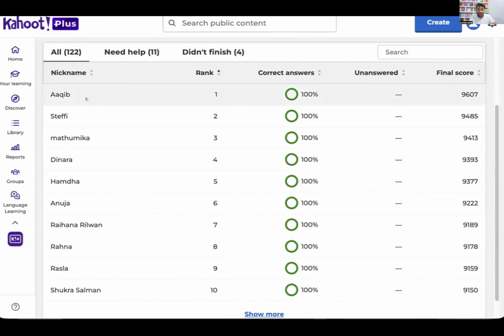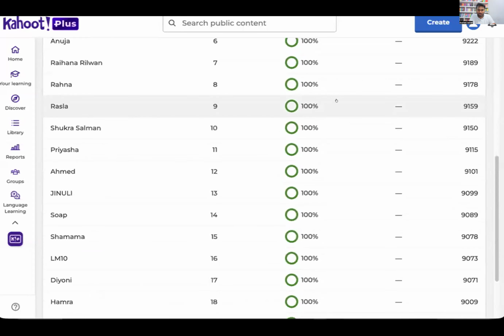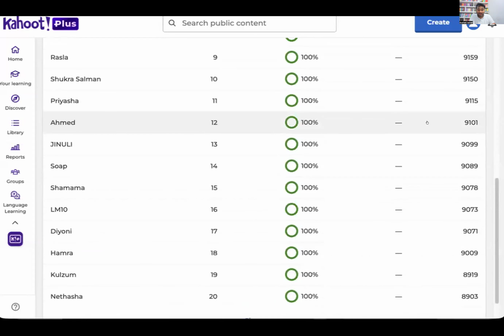If you look at even the top 10, everyone in the top 10 got all 10 correct, 100% accuracy. So it's the timing that decided the first three. Even between the third and the fourth place, there is a very small difference. Even the top 20 got all of it correct. Brilliant. So happy. This is very rare. So it's the timing that matters. That's the whole point of the quiz. The faster you answer, the more points you get.